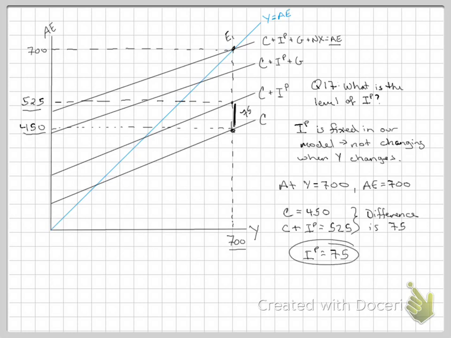Okay, so hopefully you guys can see how that question maps to this graph here. I could have done the same thing and said, what is the level of G if I told you this value right here? So if that fell somewhere between 600 and 650, whatever that number is, you just subtract it from 525, and that would give you your government spending or government expenditures.